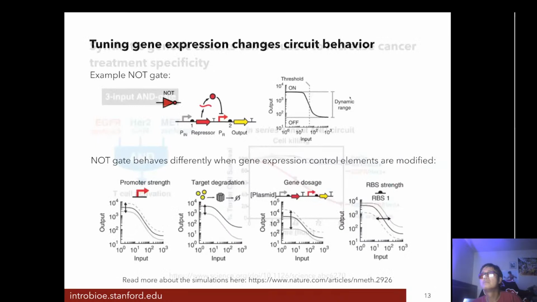Okay, now tuning gene expression, changing how much transcription or translation is going on within a cell, can change the behavior of a synthetic genetic circuit. So I just want to show you that with a really simple synthetic genetic circuit called a NOT gate.